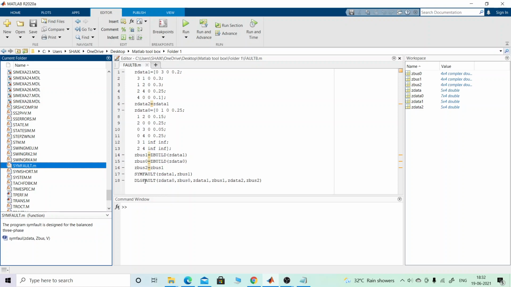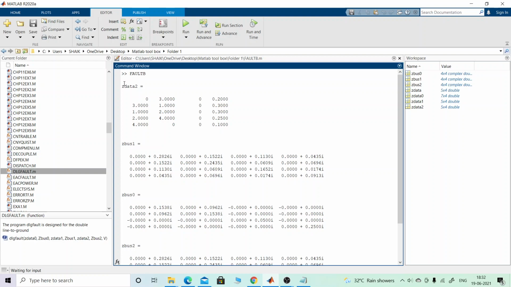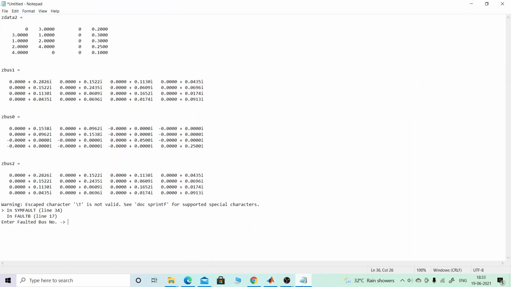Now we got the data here. So I copied it here and show you in WordPad for proper viewing. What is the Zdata2? What you got: Zbus1 and Zbus0. So Zbus1 and Zbus2 are both the same.